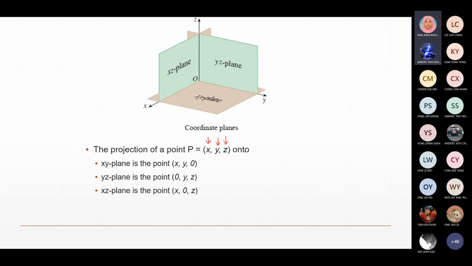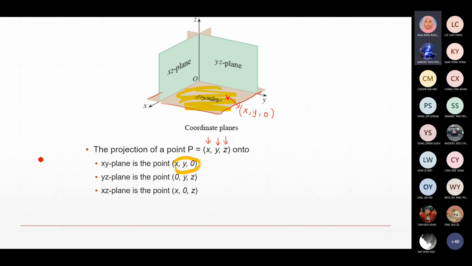So let's say you want to have one point on the xy plane. Where is your xy plane? The xy plane is on the floor. You can imagine it on the floor, or let's say on your table. What coordinates should you have on this xy plane? You should have only the coordinates x and y, and your z must be 0. So this is the coordinate on the xy plane.